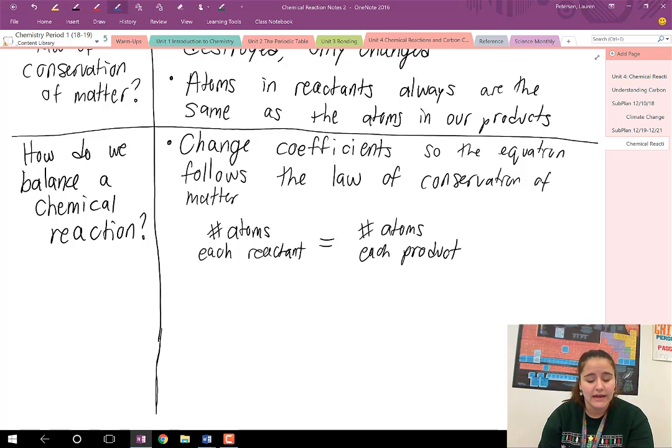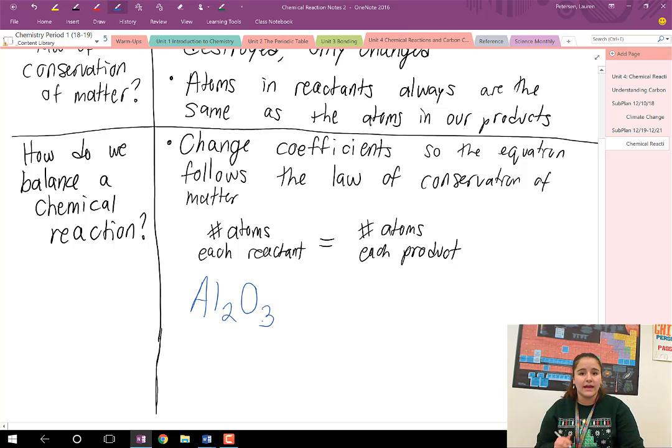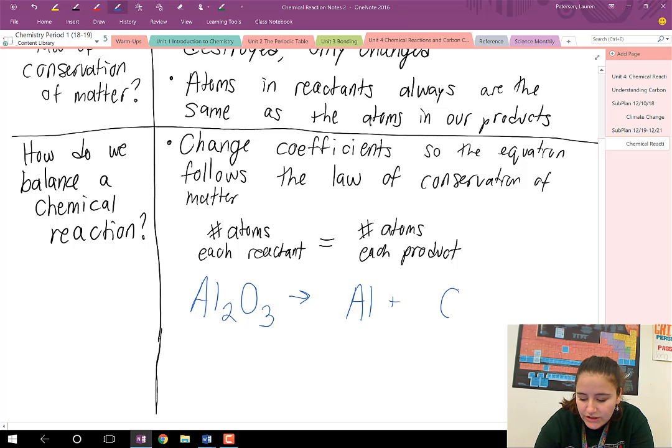So, say I was looking at the decomposition of aluminum oxide. Aluminum oxide is Al2O3. Okay, now it decomposes into its parts. It is made of aluminum and oxygen. Okay? Oxygen is one of those diatomics. It never exists by itself. It's always going to be O2.